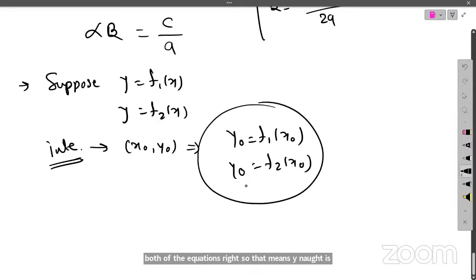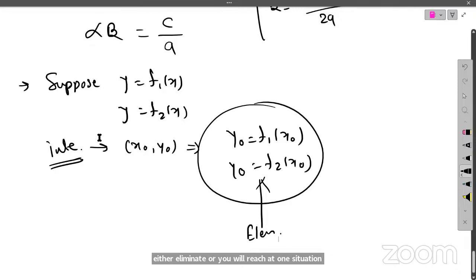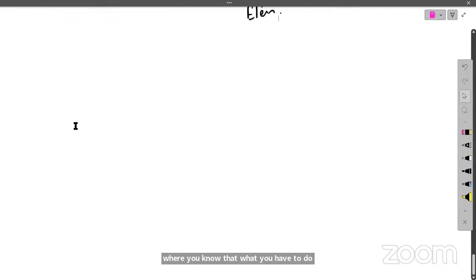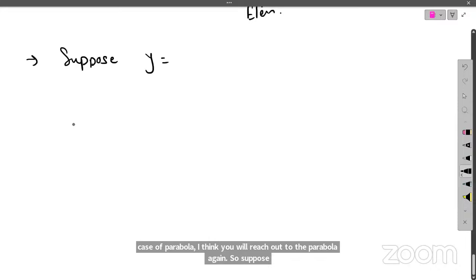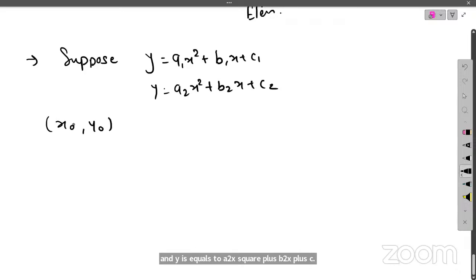And then again, using these two equations, you just have to eliminate some of the terms and you can get your point of intersection. Either eliminate or you will reach a situation where you know what you have to do. In case of parabola, I think you will reach a parabola again. So suppose you have one parabola given by y = a1x² + b1x + c1 and y = a2x² + b2x + c2. Then suppose (x0, y0) is a point of intersection.